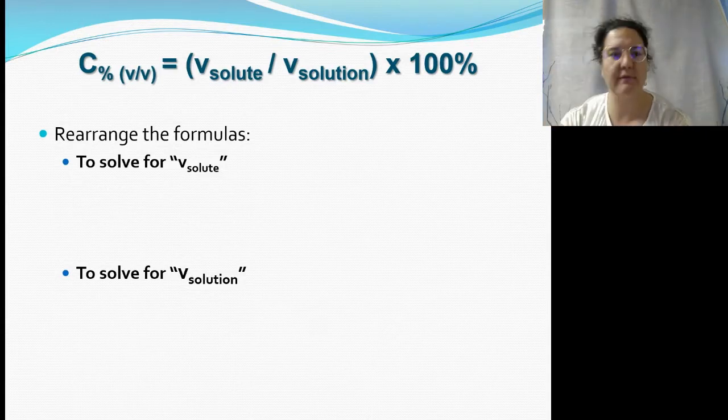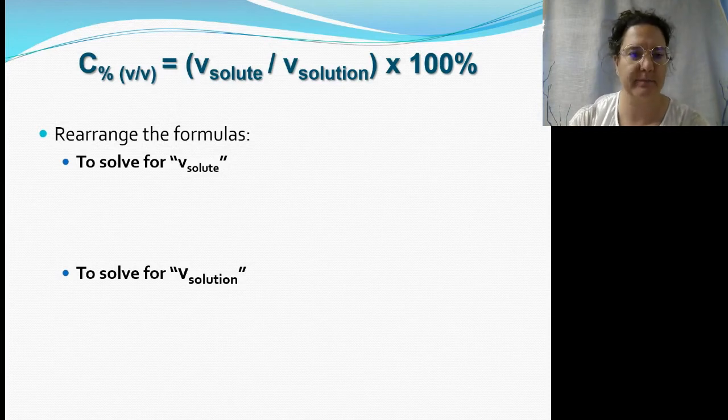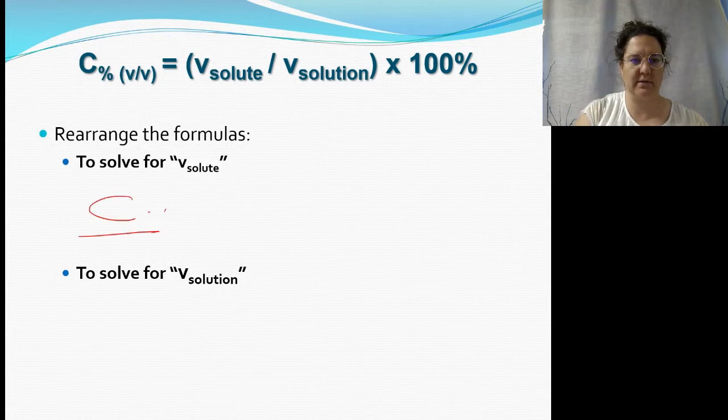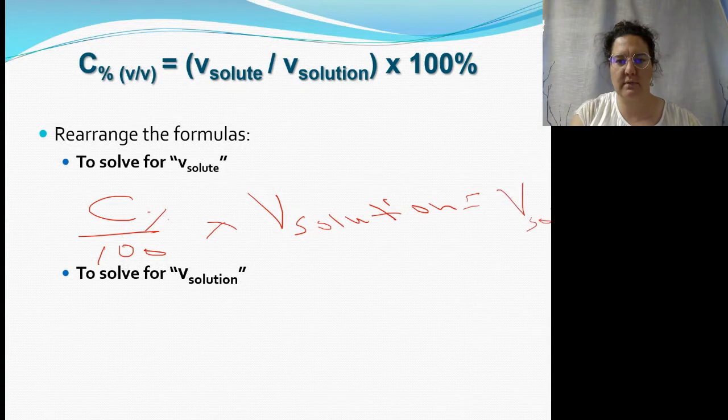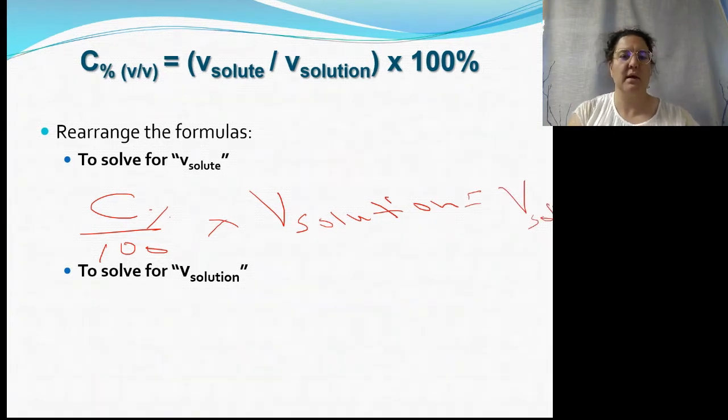So to solve for the volume of a solute, we can rearrange our equation to be C percent, divided by 100, times the volume of the solution. And that will give us the volume of the solute. I'm going to run out of room there. So the volume of the solute.